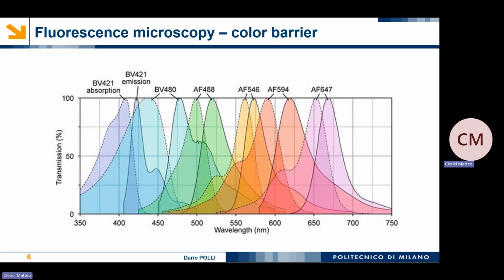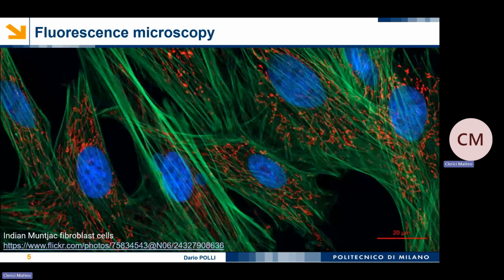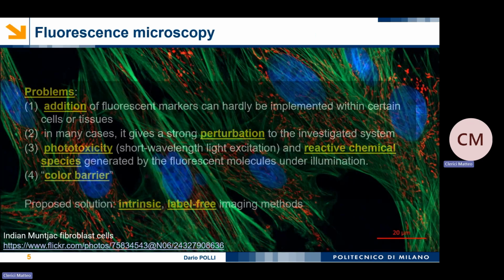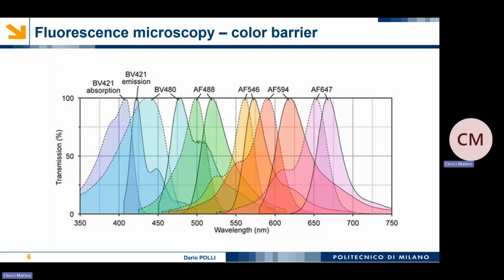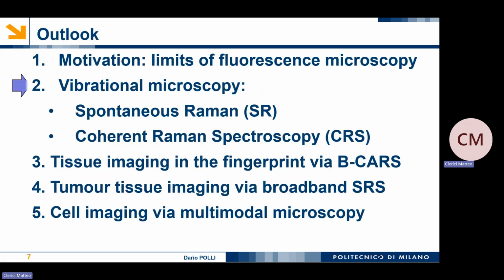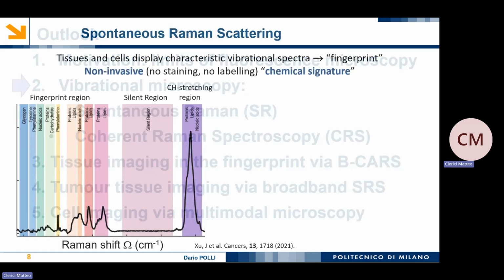Okay. So this is what I was mentioning, the color barrier, in the sense that if you want to image a multicolor like this one, okay, you see here, these are three colors, red, green, and blue. You can do 3, 4, maybe 5, but then you hit the color barrier. This is a series of fluorophores. You see the absorption and the emission 1, 2, 3, 4, 5, 6. And you see that in the visible, these 6 fluorophores, they overlap. So the emission of one overlaps with the absorption of the other. And so it's hard to separate the signals. So the solution comes with vibrational microscopy.